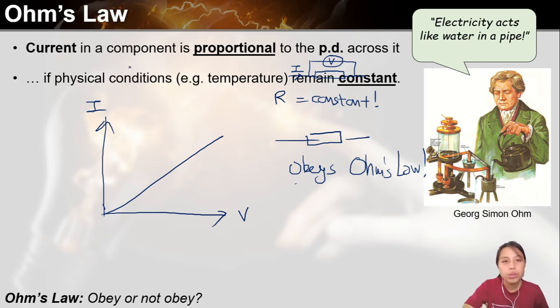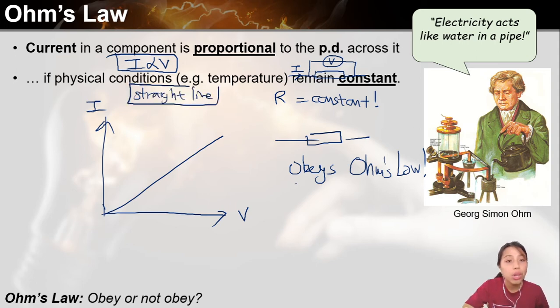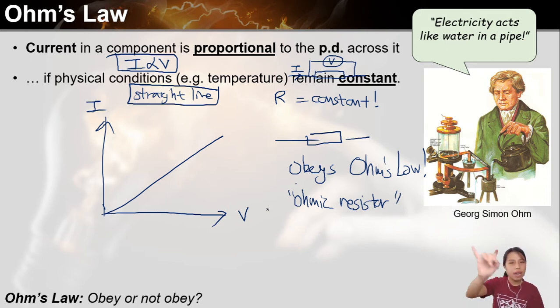Ohm's law, two ideas. First one, I is proportional to V. Check, yes, correct, straight line. Physical conditions remain constant. So is it a straight line? Yes, it's a straight line. Two conditions to obey Ohm's law. Not everything obeys Ohm's law, by the way. Resistors usually will obey Ohm's law, so we'll call this an ohmic resistor. But a lot of other electrical components actually don't obey Ohm's law. They will have very weird graphs, and the next video will talk about all those weird graphs. But now we're going to look at things that obey Ohm's law first.